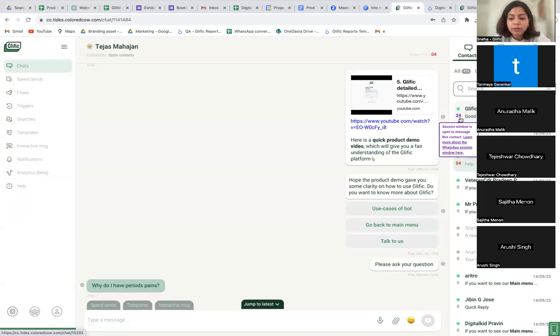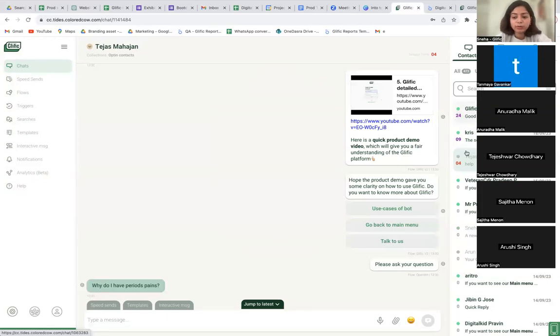Can you see these numbers here? 24, 9, 4. These are basically timers. So what do I mean by that? For any message that you send to one particular contact, there's a 24-hour active window. So during this window, you can have a chat with that person any number of times.